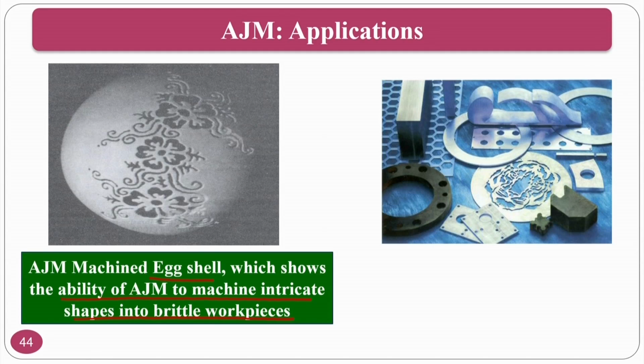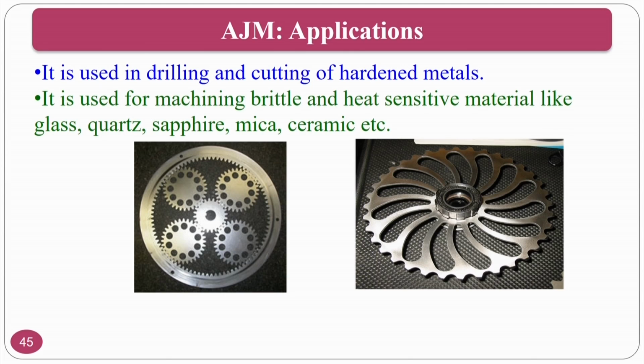At the same time, you can see some of the metals that are being cut using this. So thin sections also you can go. If you see this particular workpiece material, see how thick it is. So you can cut the thick sections, you can cut the thin sections. At the same time, you can cut multiple types of geometries, some of the complex geometries, on some of the thick sheets also. It is used to drill and cut hardened metals. Normally, drilling or cutting of hardened metals is also possible.